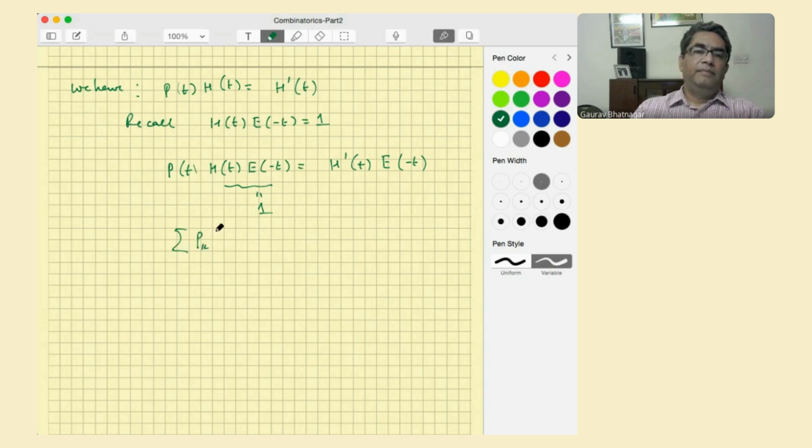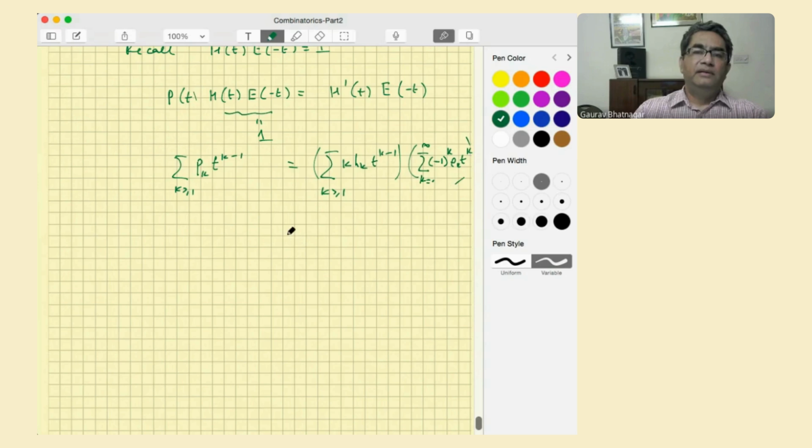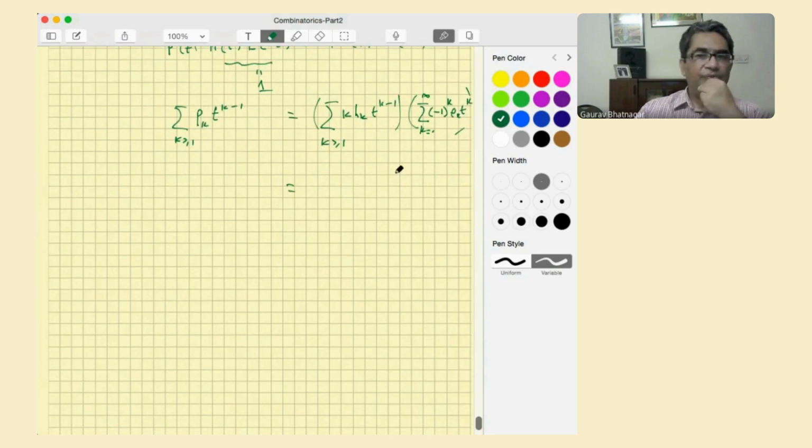So you get the sum of p_k t^(k-1), k greater than or equal to 1, is equal to the sum of k h_k t^(k-1), k going from 1 onwards, times the sum of (-1)^k e_k t^k, k going from 0 to infinity. I keep getting confused between these Cauchy identities, so I always go from 0 to infinity. And I'll put a k plus 1 here.